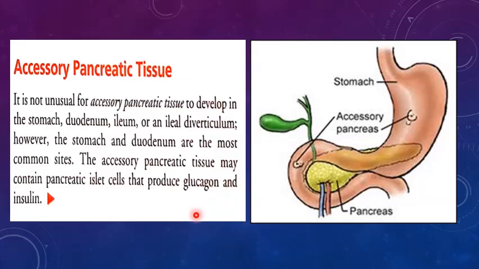Then sometimes accessory pancreatic tissue will develop in the stomach, duodenum, ileum or ileal diverticulum, but mostly the stomach and the duodenum are the two more common sites where accessory pancreatic tissue may be seen. This tissue may show islets, and islet cells that produce glucagon and insulin can be seen whenever there is accessory pancreatic tissue.